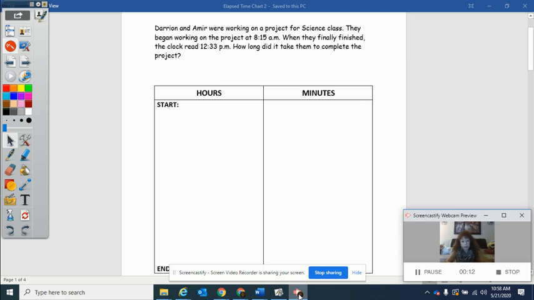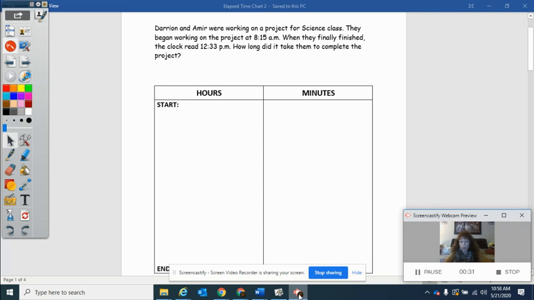And elapsed time just means how much time has gone by from the start of an event to the end of an event. And I've got jets flying over, so I'm going to try to speak loudly, so hopefully you can hear me, but it doesn't sound like I'm shouting. So can't do anything about jet noise.